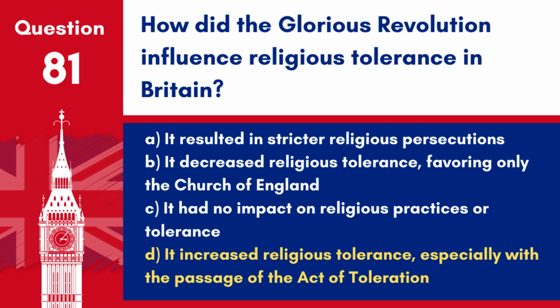Answer. D. It increased religious tolerance, especially with the passage of the Act of Toleration. The Glorious Revolution of 1688 not only shifted political power, but also had a significant religious impact. It led to the passage of the Act of Toleration in 1689, which granted religious freedoms to non-Anglican Protestants, marking a step forward in religious tolerance in Britain.